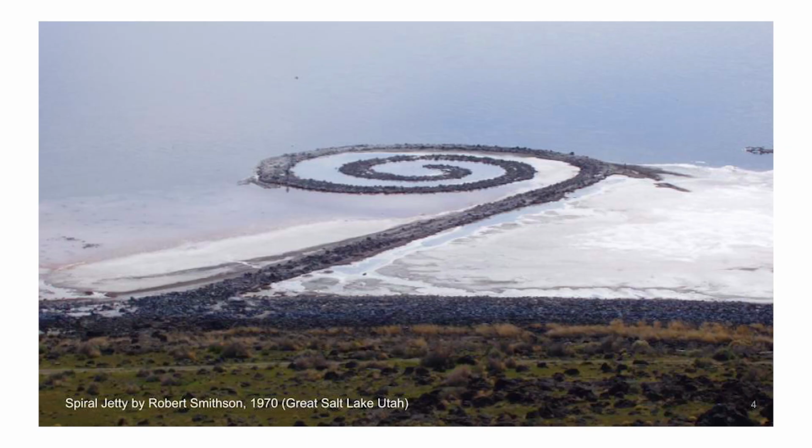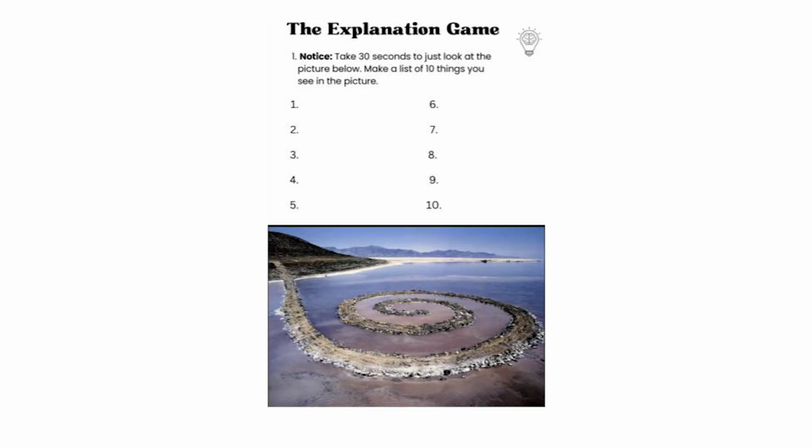First, have your students take out their Earth Systems Environmental Engineer Land Art Workbook. Then, pull up one of the image options included in the links below this video. For our example, we're using the image of the spiral jetty. Have students take 30 seconds to just look at this image. Then, in their journal on page 1, instruct students to make a list of 10 things they see in the picture.